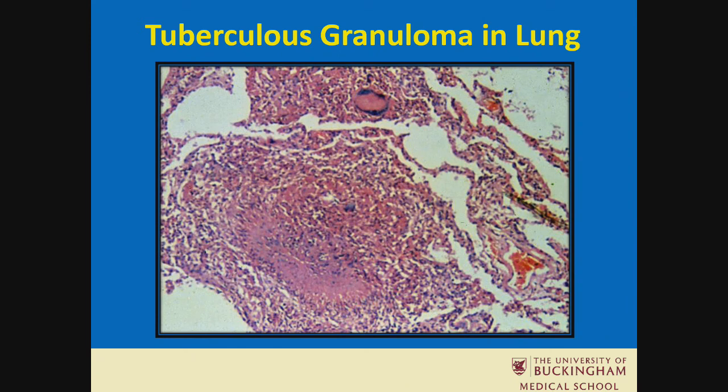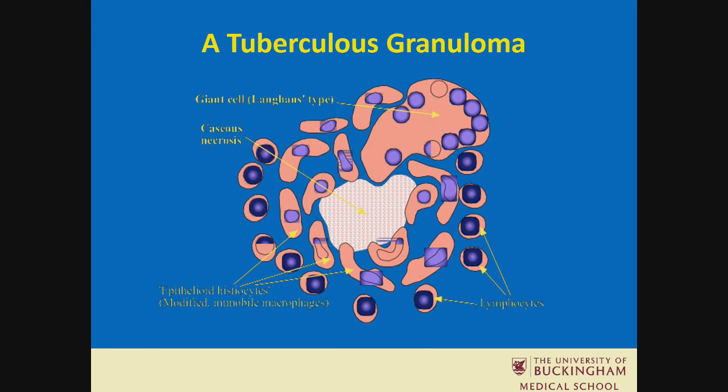This is lung with a caseating granuloma, and there is a Langhans type giant cell. This is also a tuberculous granuloma or caseating granuloma. In the diagrammatic representation, you can see caseation, epithelioid cells, and a Langhans giant cell with nuclei arranged in a horseshoe pattern.